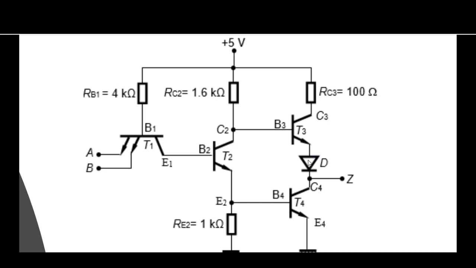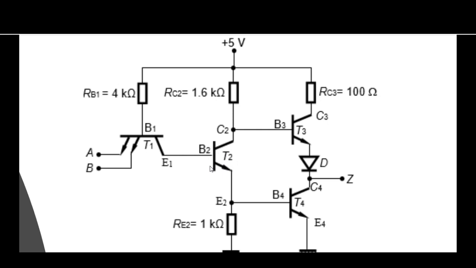Case 4. When A and B both are 1, the emitter base junction of transistor T1 is reverse biased and stops conduction. Therefore, T1 will turn off. Since T1 is turning off, its collector voltage is nearly equal to 5 volt. Now this is coupled to T2. It makes sure T2 turns on.